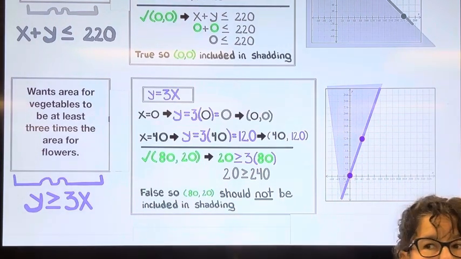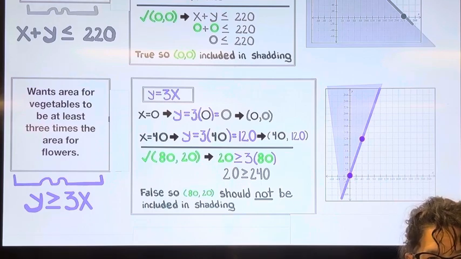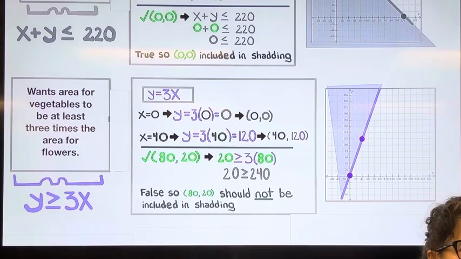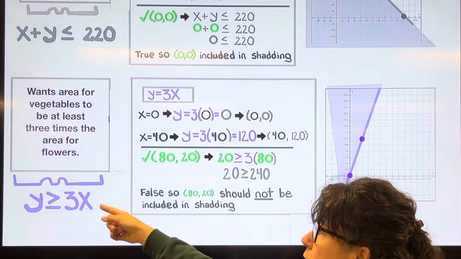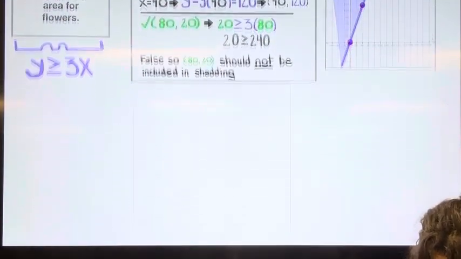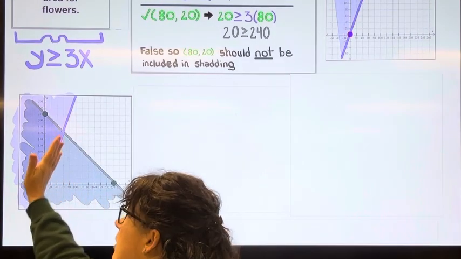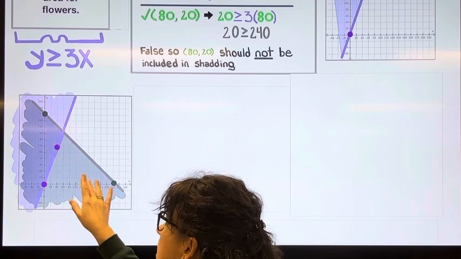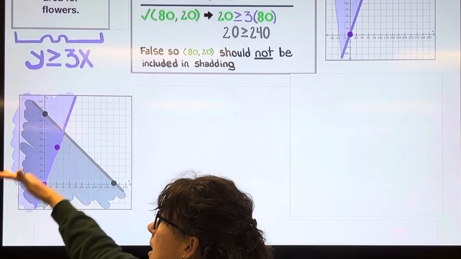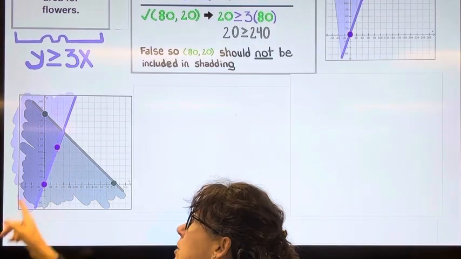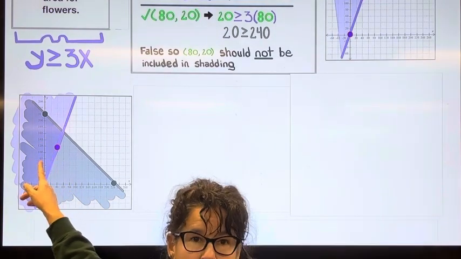And then finally, I'm going to put the two of them together. The points in this purple shaded region are the points that make this one true. The points in the gray shaded region make that first one true. And we want points that make both of them true, so that's going to be in the overlap.